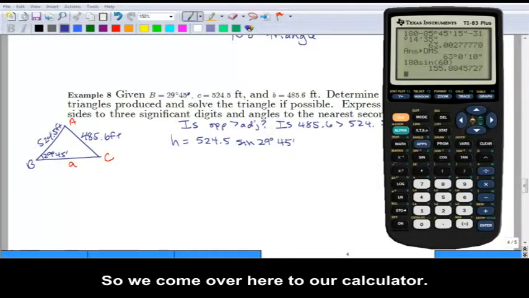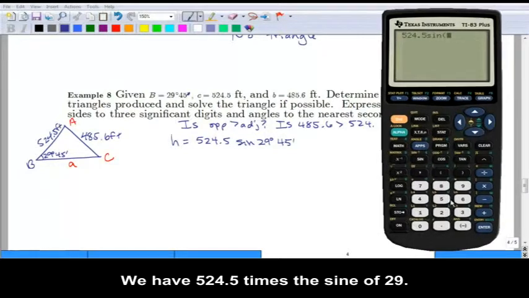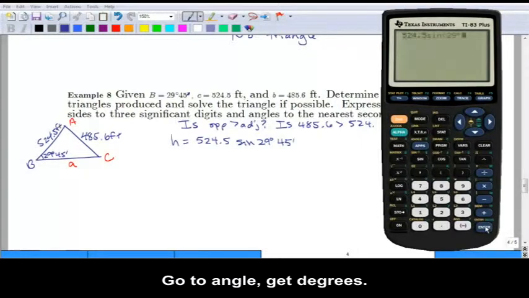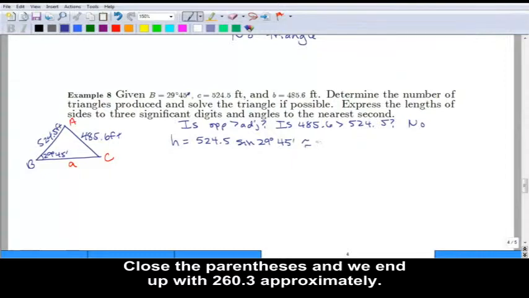So we come over here to our calculator. We have 524.5 times the sine of 29, go to angle, get degrees, 45, go to angle, get minutes, close the parentheses, and we end up with 260.3 approximately.